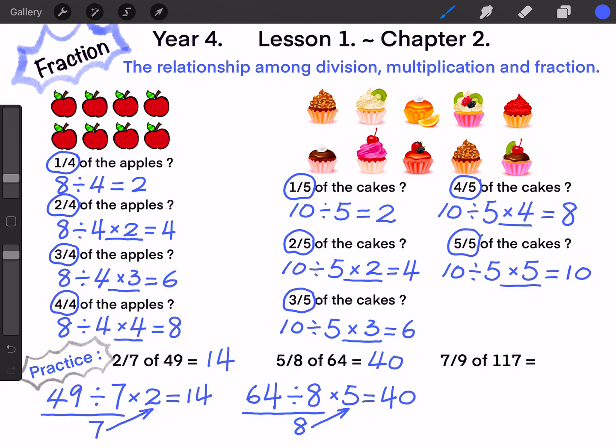Last one, 7/9 of 117 equals to. So 117 divided by 9 and then times 7.